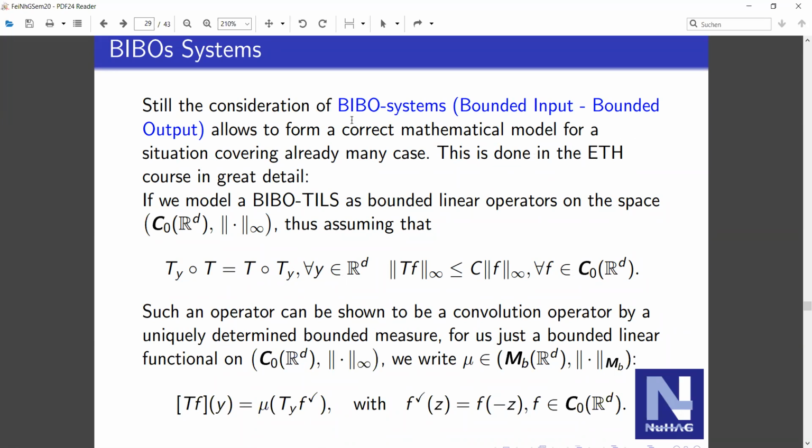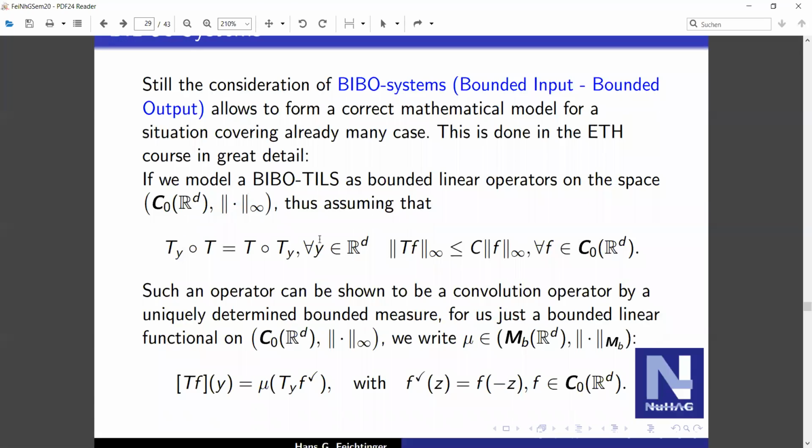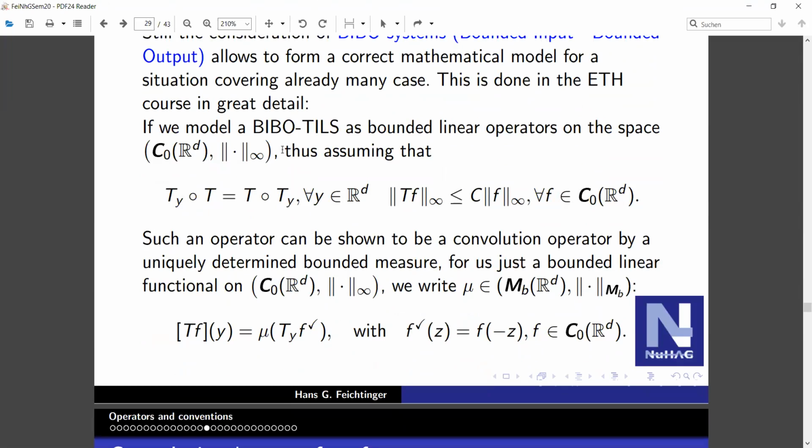BIBO systems are bounded input, bounded output systems. The formal definition is in the middle of the slide here. We're talking about a bounded linear operator, where every function vanishing at infinity, which is a Banach space with the sup norm, is mapped into another element of this space. So the input-output relationship is by a bounded linear mapping on this space, and the mapping is supposed to commute with translations. And then the claim is there is some functional which is describing this, and it means the output at any point y is obtained by taking the input function, flip it, that's the flip operator, shift it by the amount y and apply the mu.